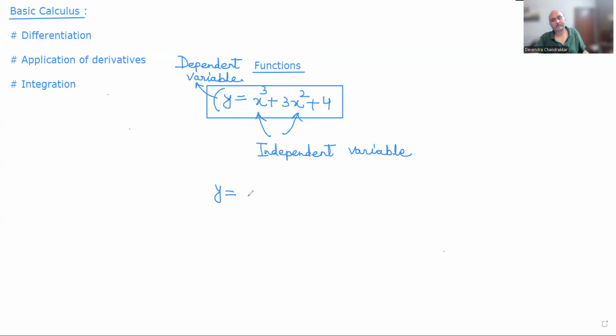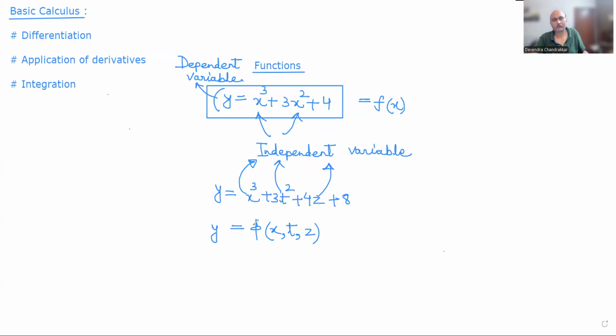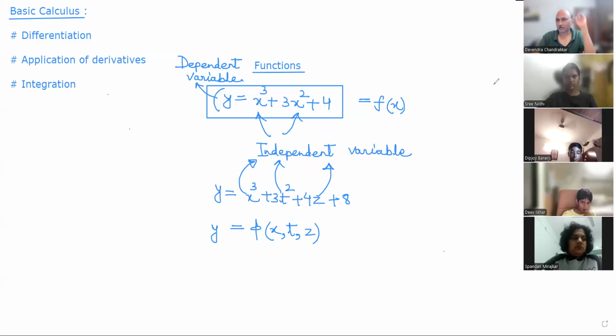If I have a function like this, x cube plus 3t square plus 4z plus 8, for example. So there are three independent variables now, t, x, and z, right? So in short, we write y is a function of x like this. Use any alphabet or any symbol also you can use. Here it can be written as x comma t comma z. This is y is a function of x, t, and z. Clear? Right? Yes, this is how functions are represented.